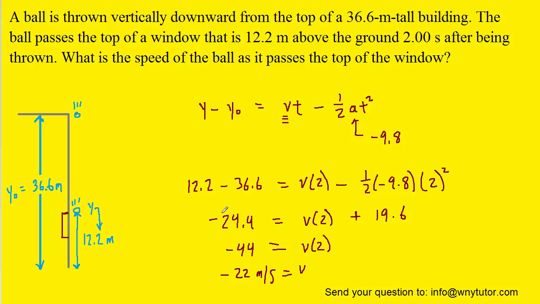Now the question doesn't want the final velocity, it wants the final speed. And of course, speed is simply the absolute value of the velocity. So if we take the absolute value of the velocity, we're going to get positive 22 meters per second. And that is indeed the final speed of the ball.